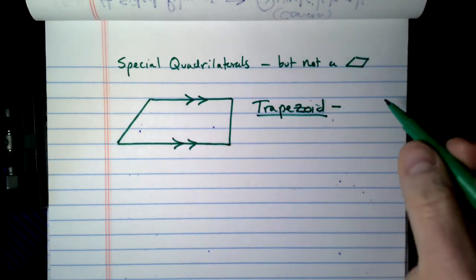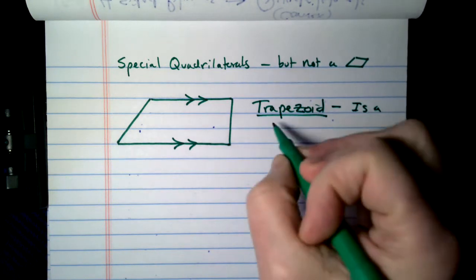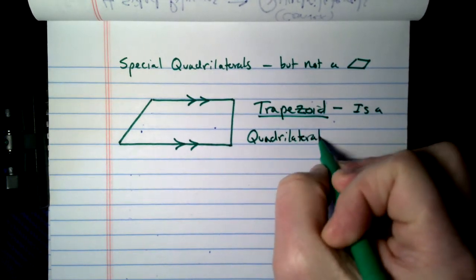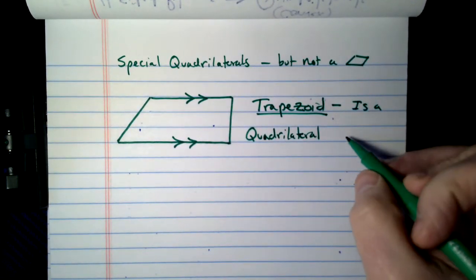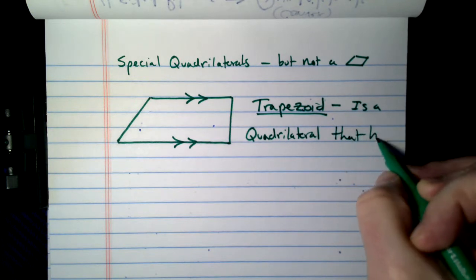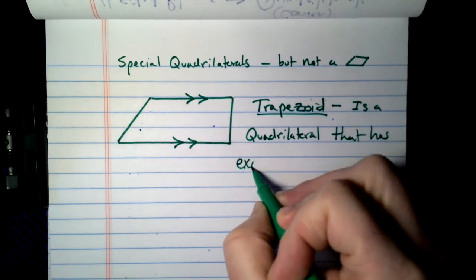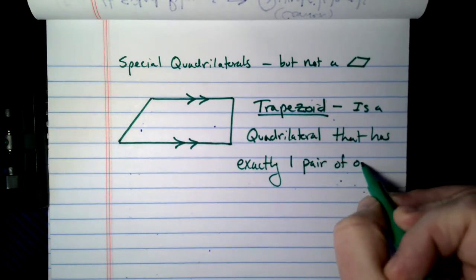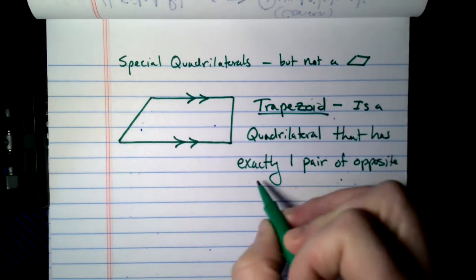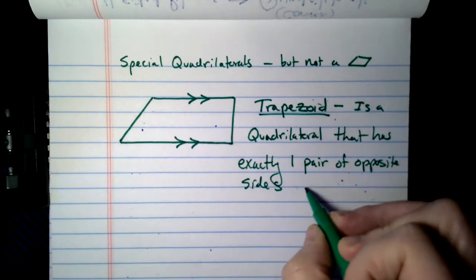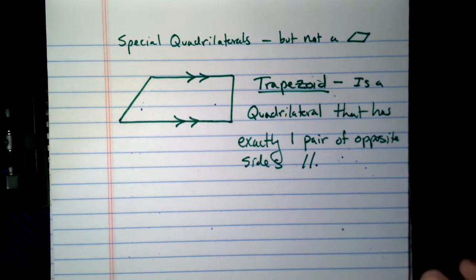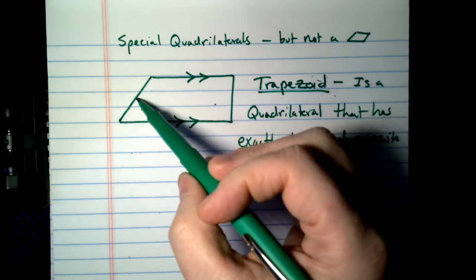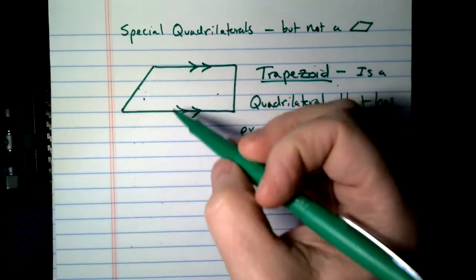All right, a trapezoid is a quadrilateral, not a parallelogram, a quadrilateral, meaning it has 4 sides, that has exactly 1 pair of opposite sides parallel. Oh, I forgot to skip lines. It has exactly 1 pair of opposite sides that are parallel. So in this case, the top is parallel to the bottom, but clearly the left and the right are not parallel.